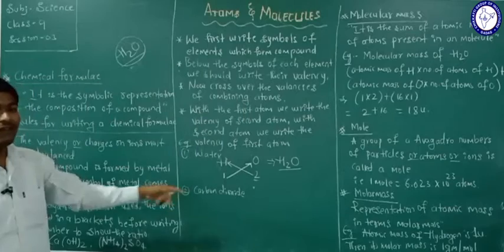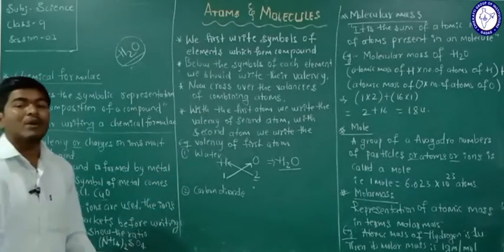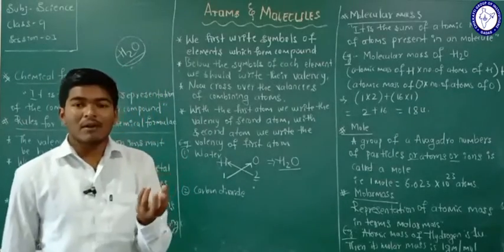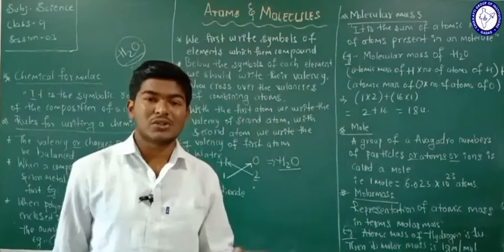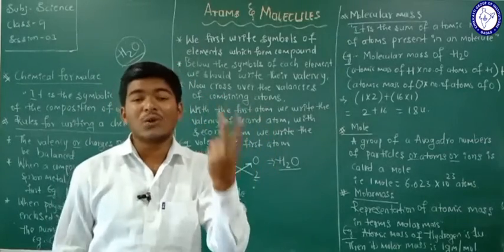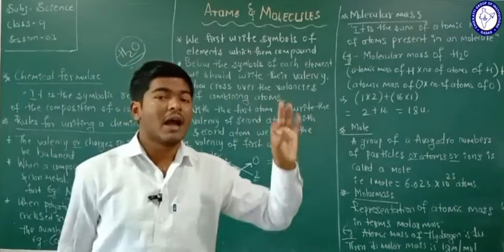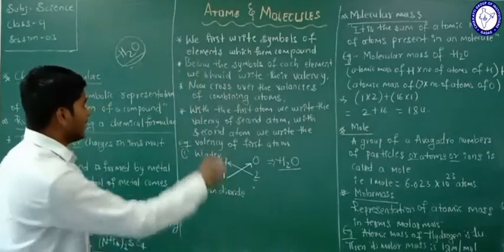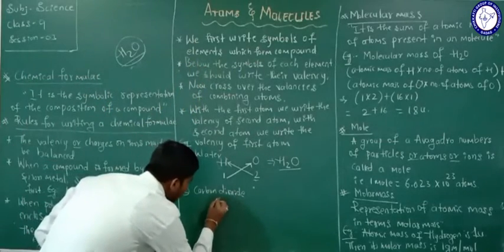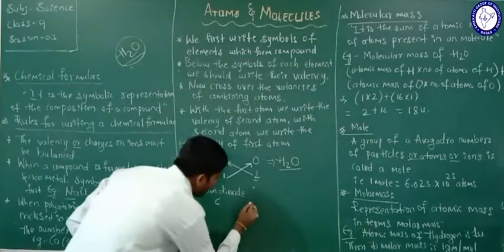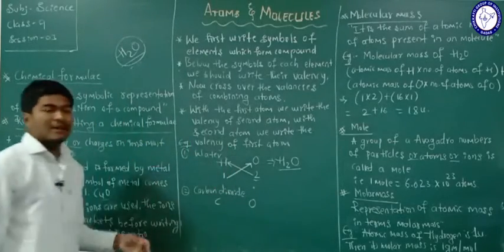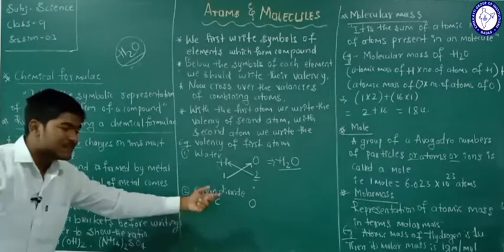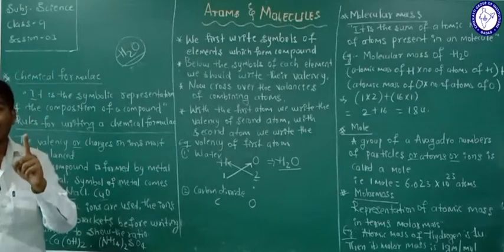Now I am considering an example here, carbon dioxide. How are we going to write the chemical formula of carbon dioxide? The name says that carbon dioxide contains two types of atoms, one is carbon, another one is oxygen. So the first step is to write the symbols of the atoms. The symbol of carbon is C, the symbol of oxygen is O, isn't it? That is, the first step is to write the symbols of the atoms.